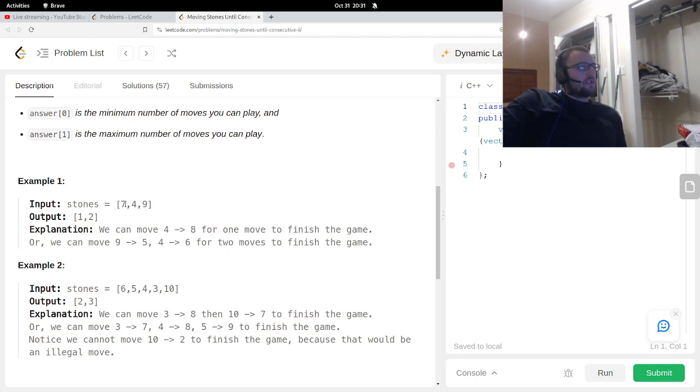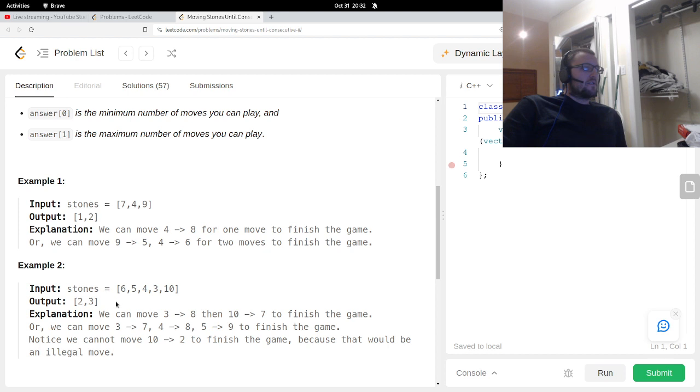You can't move 7. Actually, it's got to be a 4 or a 9. So if you move 4, you can move it between 7 and 9, move it to 8, and that finishes it immediately. That's one move. You could do it in 2 moves if instead you moved 9 between 4 and 7, to 5 or 6. I don't think it matters either way. You only have one spot left. Move 9 to 5, 4 to 6 for 2 moves.